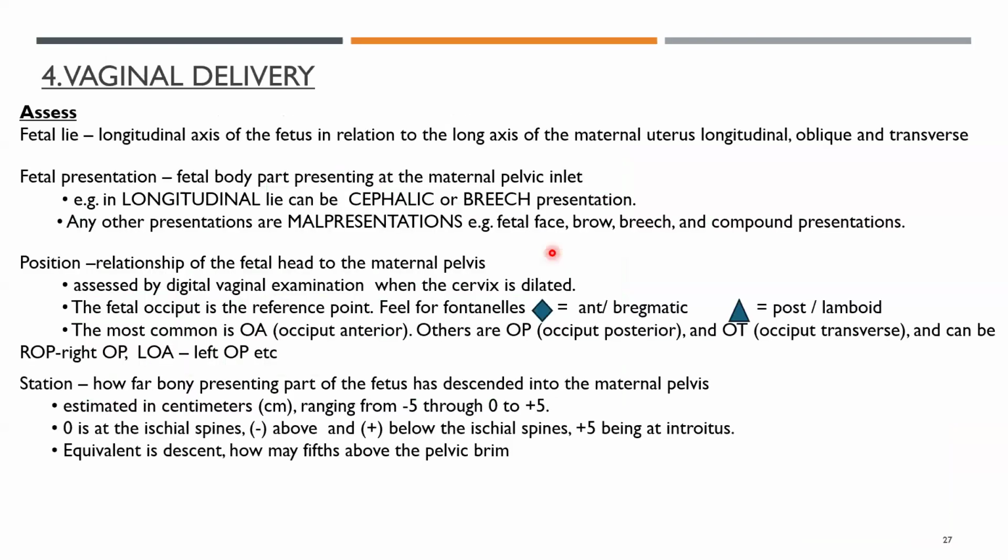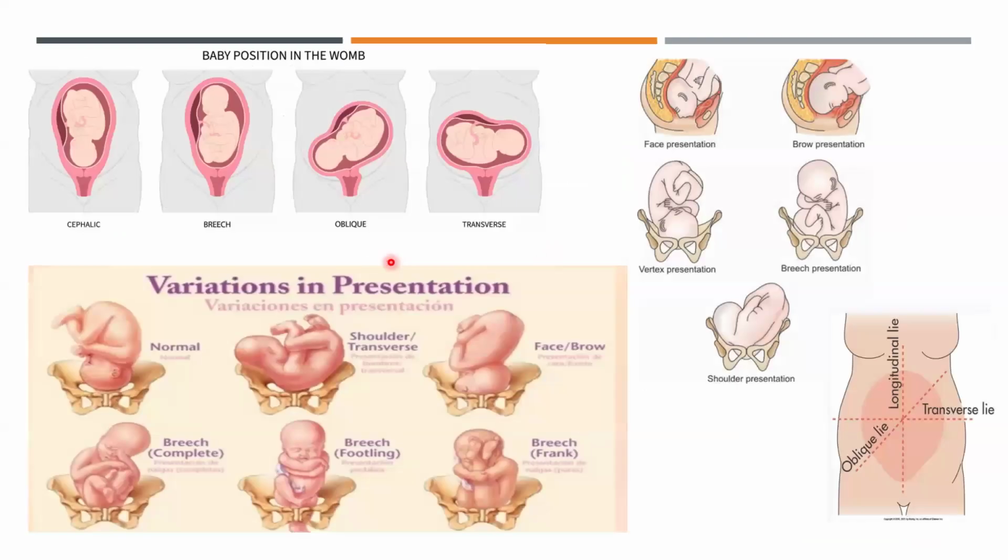Going to the next part of today's session, which will be normal vaginal delivery. To understand a normal vaginal delivery, you need to understand other components, other parts of this. So we need to understand what a fetal lie is. Basically, a fetal lie is the axis in which the fetus, the baby, is lying. There are normally 3 lies we classify it into.